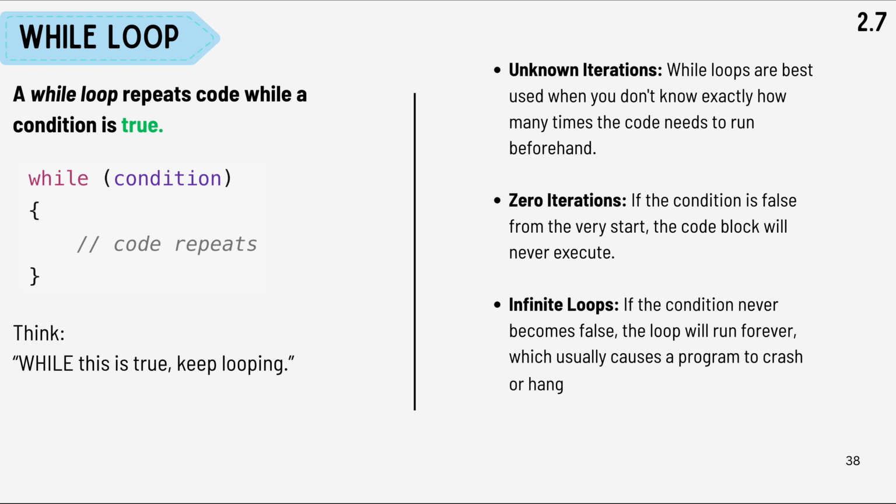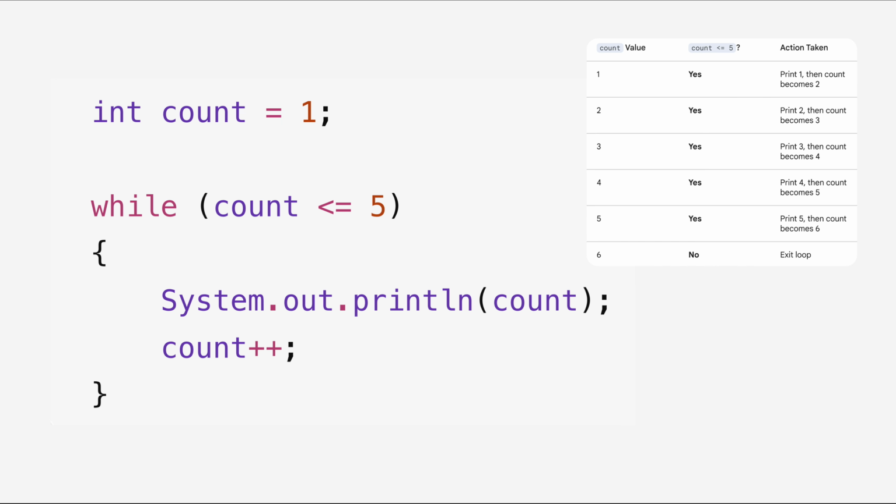Next we have a loop called a while loop, and this repeats while the condition is true. So while the condition holds, it just keeps repeating. It's mostly used for unknown iterations, like when you don't know how many times it's going to loop, for no iterations, and for infinite loops. So here's an example of a while loop. I have a condition: if count is less than or equal to 5, it's going to keep printing. When it reaches 6, since we're incrementing count, it's going to stop.